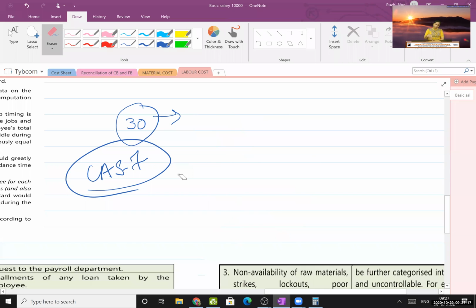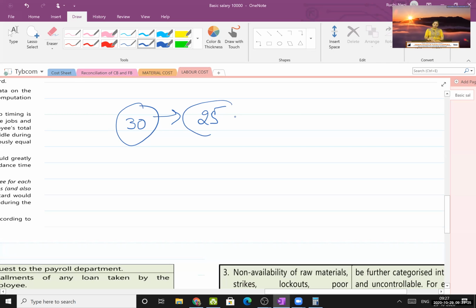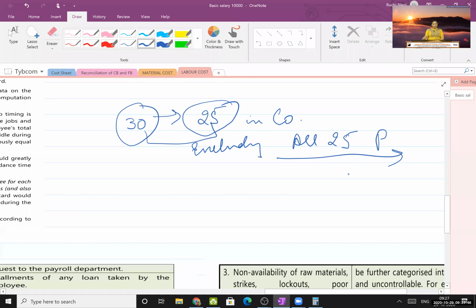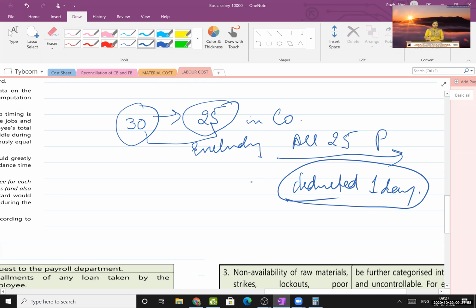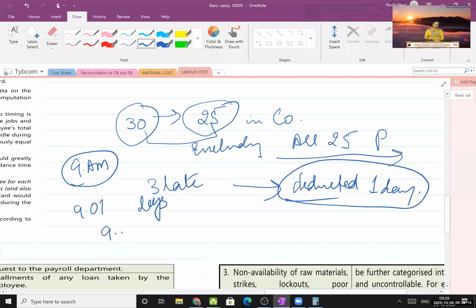Ruchi, you have come all 25 days in your account. In a month there are 30 days, and excluding Sundays there are 25 days in a month. So you were present for all 25 days. But still your company has deducted 1 day's salary. The reason behind this is that the timing was 9 a.m., and 1 day you reported at 9 a.m.